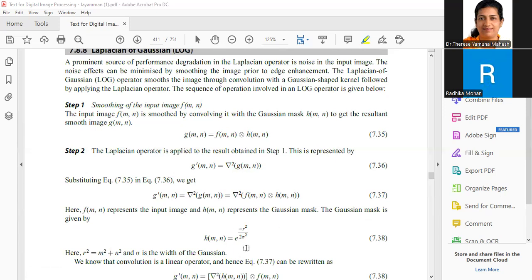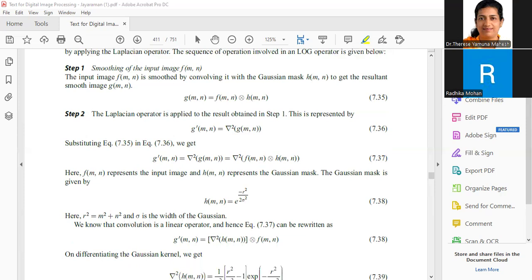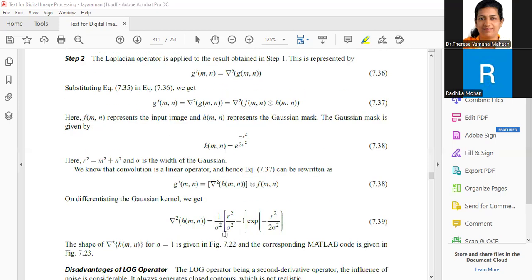The Gaussian mask is given by e power minus r squared by 2 sigma squared. R squared is equal to m squared plus n squared, and sigma is the standard deviation. It is the width of the Gaussian. So g dash of m comma n will be the second order differential of h of m comma n convolved with f of m comma n. So take the second order differential of this one.